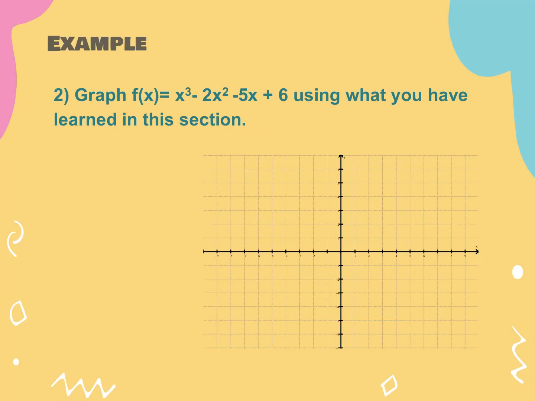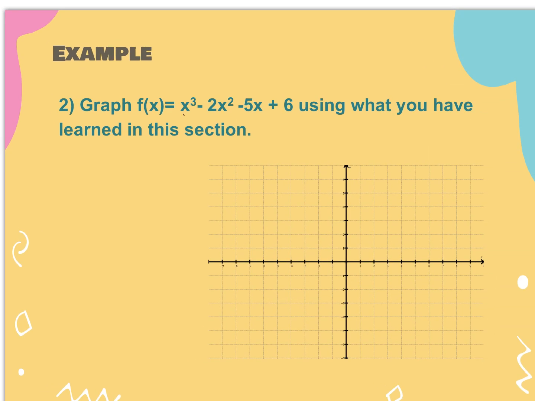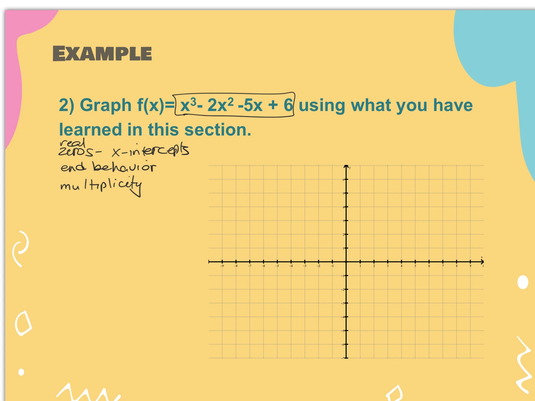So in this question, number two, it's asking us to graph this function. Notice this polynomial. Whoa. It wants you to graph it using what you learned in this section. What you've learned is that the real zeros are the x-intercepts. You also learned about end behavior, so you learned how the graph should end, and you learned about multiplicity, which determines whether the graph will go through a point or bounce off of the point.